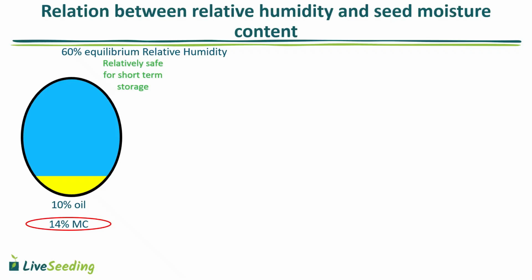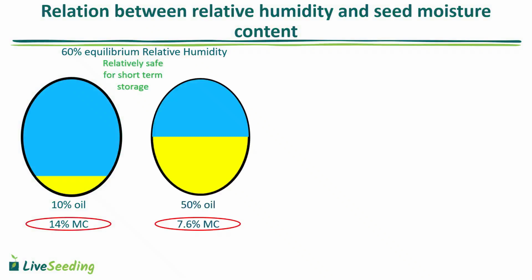I will explain. Some seeds, like wheat, contain a limited amount of oil, while other seeds, like from a sunflower, contain much more oil. Here on the left, a seed with 10% oil stored at 60% relative humidity. The moisture content of that seed will be 14%. A seed with 50% oil stored at the same environment of 60% relative humidity will contain only 7.6% water, because the water can only be present in a non-oil part of the seeds.